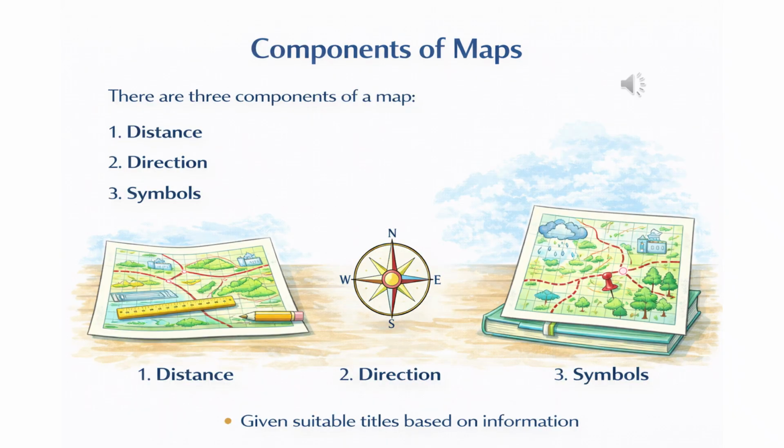Every map has three important components. They help us understand the map properly. 1. Distance. 2. Direction. 3. Symbols. Without these three, a map cannot be read easily.